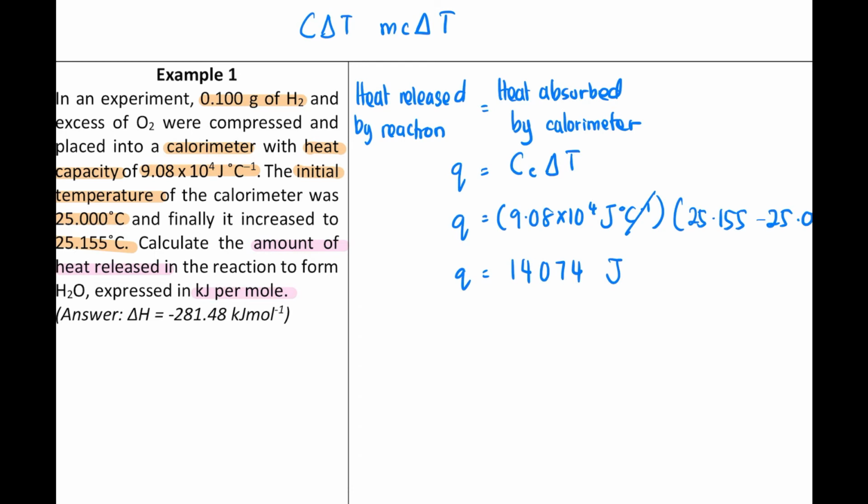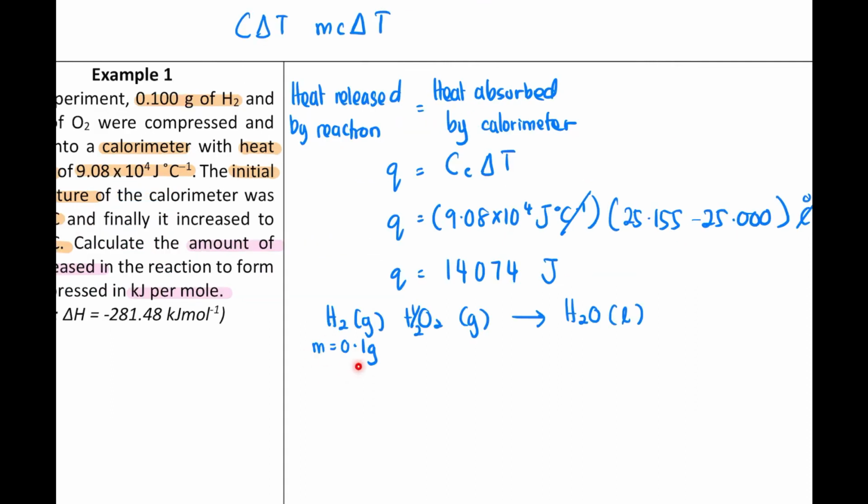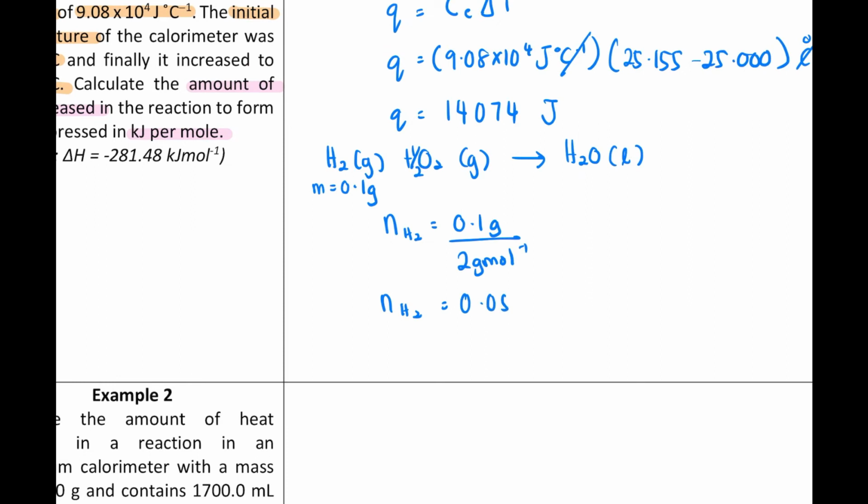Okay, so cara nak kira adalah kita akan gunalah mass yang dekat sini. Mass of hydrogen gas is 0.1 gram. So kita boleh cari mole dekat situ. So number of mole of hydrogen equal to 0.1 gram divide 2 gram per mole. So saya dapat 0.05 mole of hydrogen gas.